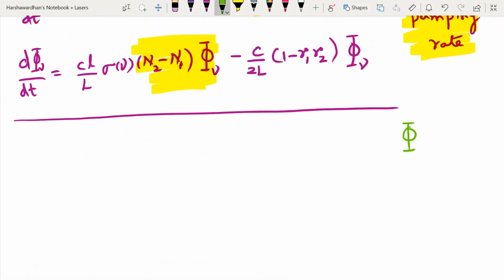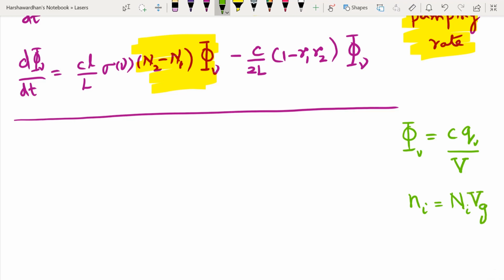That is, my phi nu can be written as C times Q nu, which is the number of photons in the cavity, divided by the volume of the cavity. You can just get this self-consistent with my above definitions. And our Ni, the number of atoms in a particular state, is simply the number density of atoms in that state multiplied by Vg, the volume of the gain medium. So putting these two things together, I can write down the same three equations in these variables.